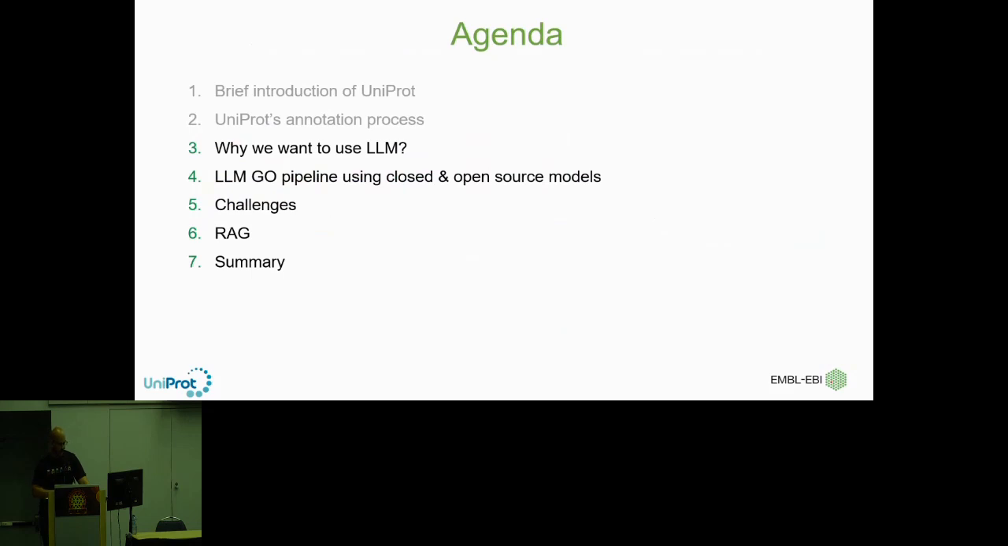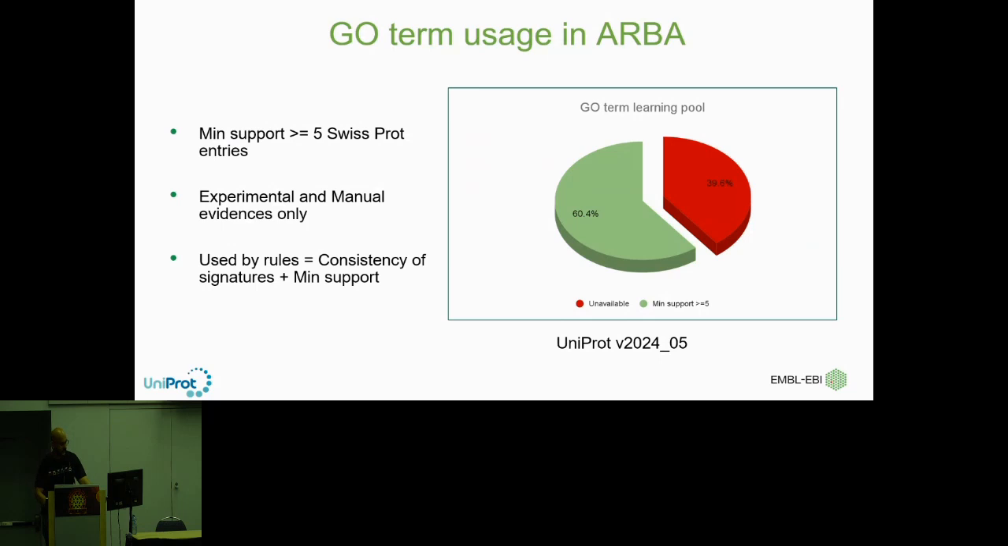Now we have understood the first 2 points, and now I will just go through why we want to use large language models. GO terms, gene ontology terms, are one of the functional annotations we use. If you see on the distribution pie chart, these are all of the GO terms which exist in SwissProt at the moment. However, despite they exist in SwissProt, ARBA has made rules on only 60% of the GO terms. The remaining 39.6% of the GO terms we do not have rules for.